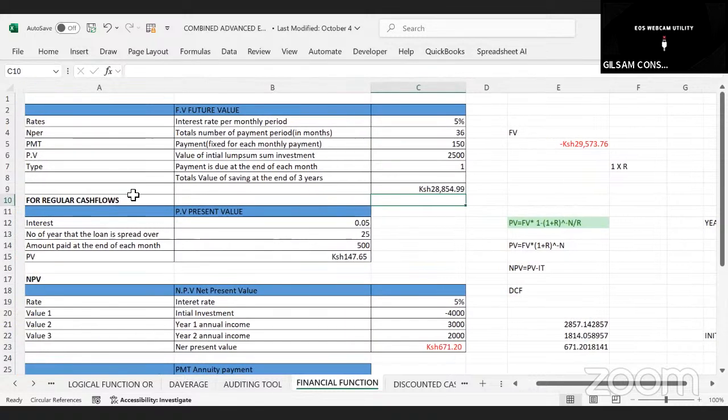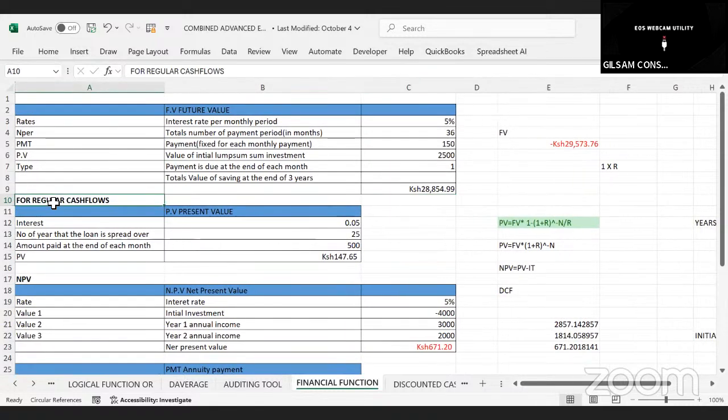And then another one is, remember, when you do time value of money, it depends. There are regular cash flows, where you are given 10 million year 1, year 2, year 3, up to year 20. That one we call regular cash flow. But we have irregular cash flow, where at the end of year 1 you have 10,000, at the end of year 2 you have 20,000, year 3 you have 5,000. That one we call irregular cash flows.